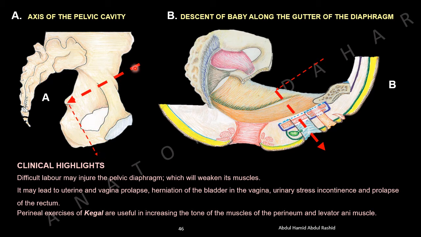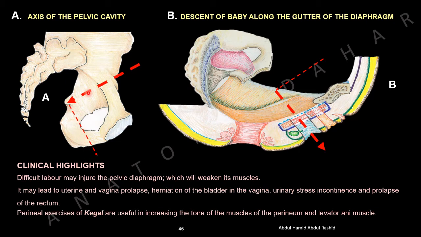So the axis is the line joining the midpoints of the anteroposterior diameter of the inlet, the anteroposterior diameter of the cavity, and the anteroposterior diameter of the outlet. When you join the midpoints of these diameters, the line comes down like this, at first downwards and backwards. By the time it reaches the spine of the ischium, it is coming downwards and forwards. This is the axis of the pelvic cavity, that is the true cavity, along which babies will come down. That means coming downwards and backwards, and then downwards and forwards.